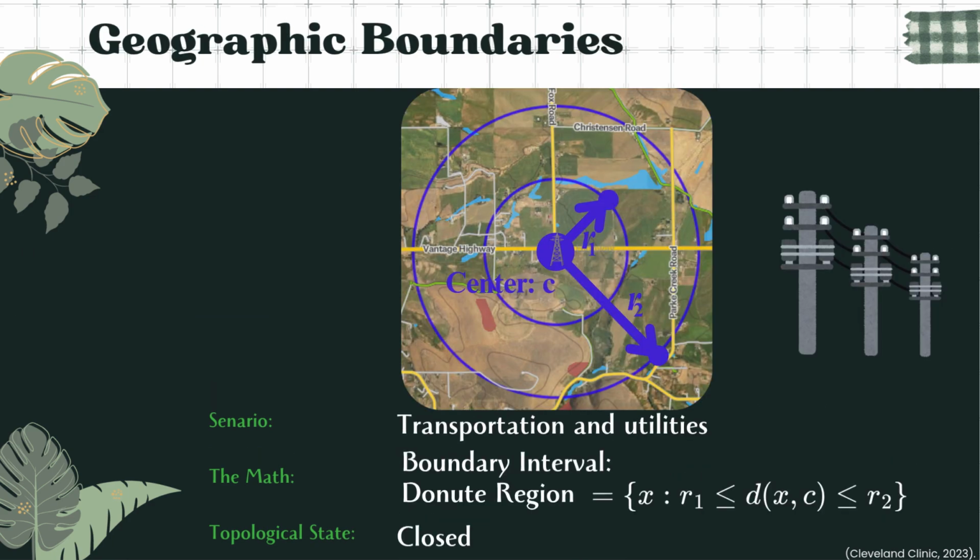Now let's move to something even larger. Geographic information systems, transportation networks, and utility planning all rely on boundaries. The image here shows a donut-shaped region defined by two circular boundaries. The question becomes, which location belongs to the region? Which lie outside? Which lie exactly on the boundary?